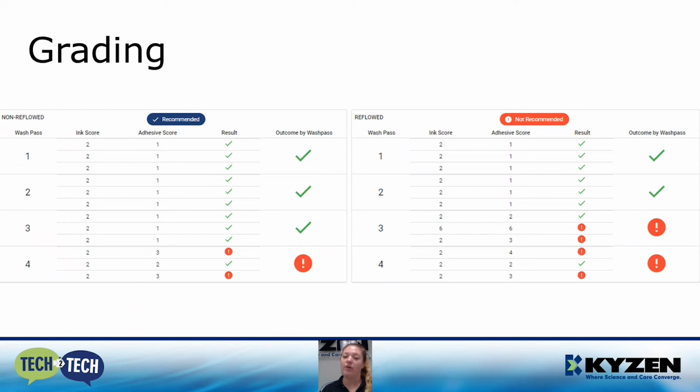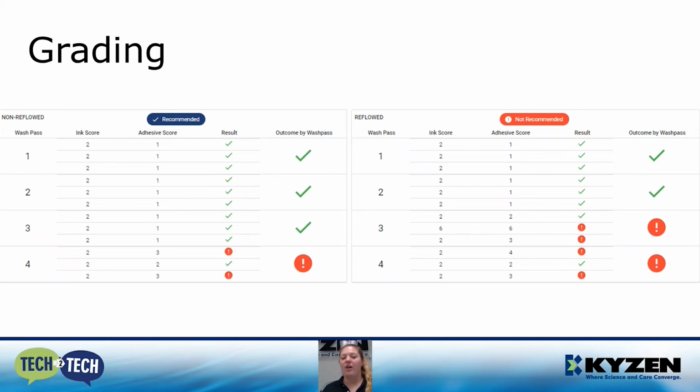And then looking at our reflow conditions, this label is not recommended mostly because of what we see in pass 3, with our score of 6 in the ink and 6 in the adhesive. That label was completely removed at that point. And then our third label on wash pass 3, we have the same issue where it's starting to peel up. So that pushed it into a realm that it wouldn't be recommended fully with that combination of products.